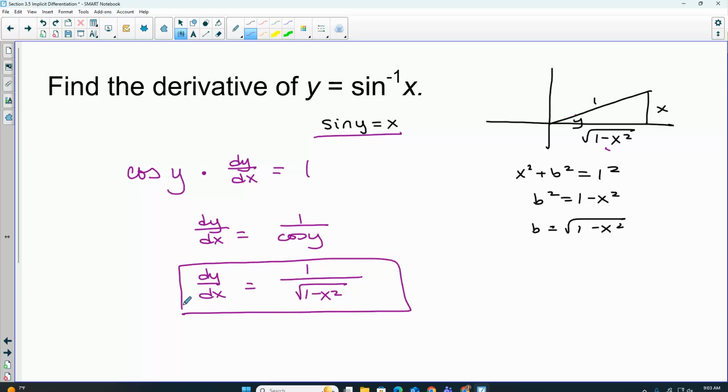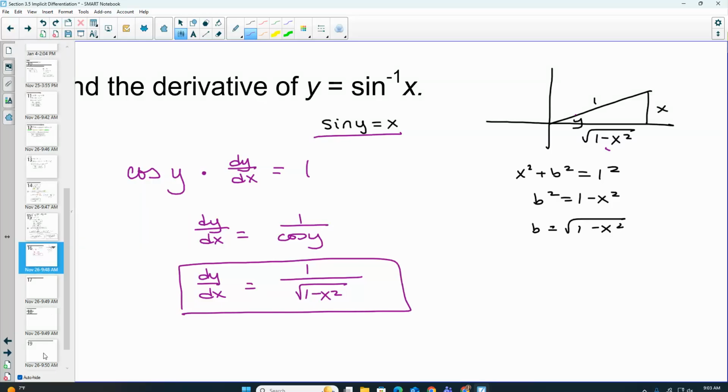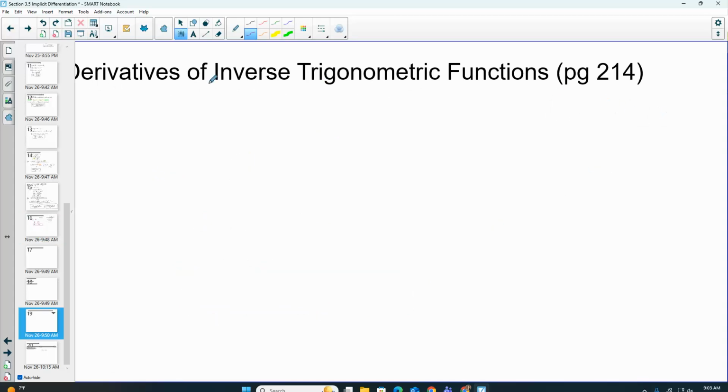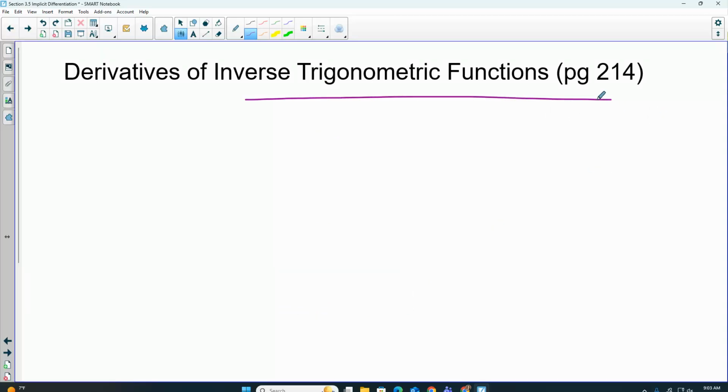So this is the derivative of inverse sine. If you look at page 214 in your textbook, so you might want to grab your book, page 214. It has a table with all the derivatives of these inverse functions. I am not going to make you memorize these, and it would be very unlikely that I would put these on a test or a quiz.